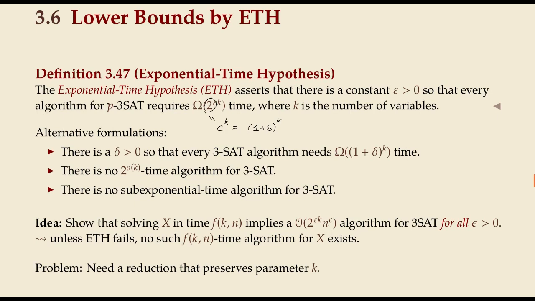People have looked at 3-SAT a lot and, like for Vertex cover, improved the base of the constant from the trivial 2 to the k, which would be just try all different possibilities, to some 1.3 something to the k. But not anything further. And therefore, the hypothesis is widely believed.